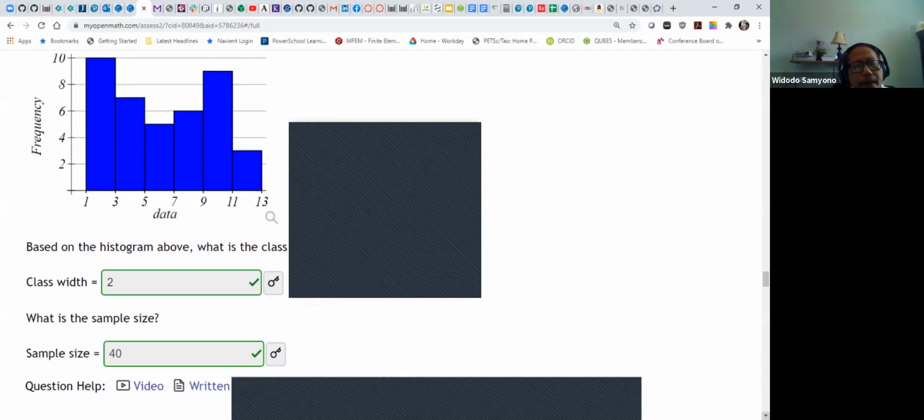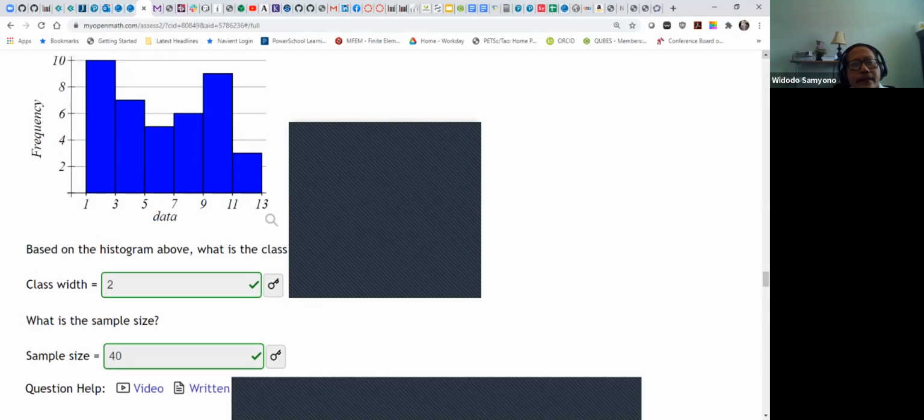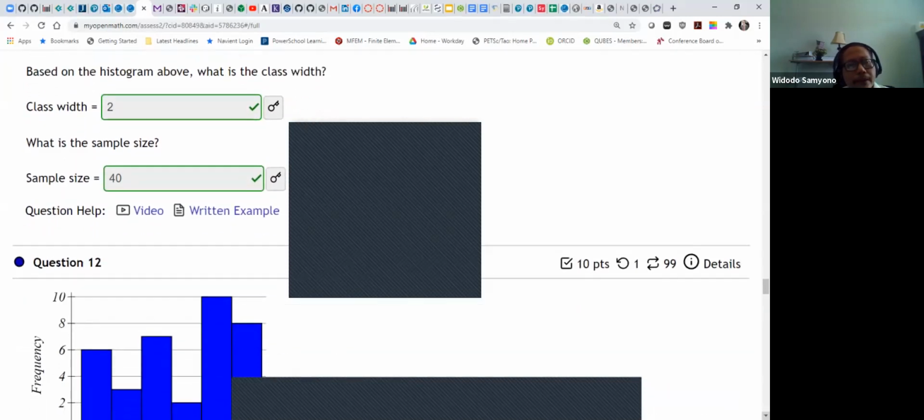So the class width is 2 because the difference between those two lower class limits is 2, right? You can see 2, 2, 2, 2, 2. And for the sample size you need to add the frequencies. So you have 10 plus 7 plus 5 plus 6 plus 9 plus 3. Okay. Equal 40. Okay, so the next one.